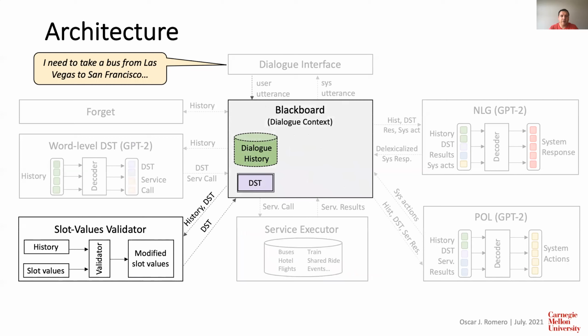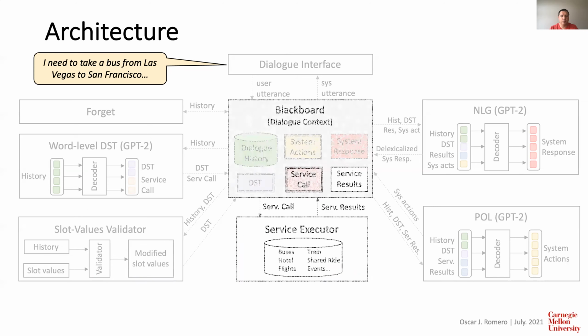Then a slot value validator checks whether the dialogue state symbols were correctly predicted. If not, corrections are done, and symbols are reinjected into the blackboard. Given a generated service call, the service executor queries the database and publishes the results on the blackboard.